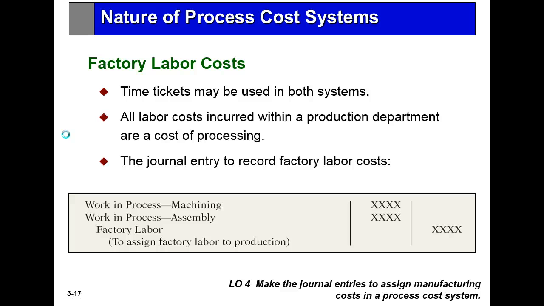Factory labor, same thing. The time tickets get used in either job system or process systems, but then the labor costs are going to be put into a specific department. You're either working in machining or you're working in the assembly, right? They don't split them, they decide who's working in what area.